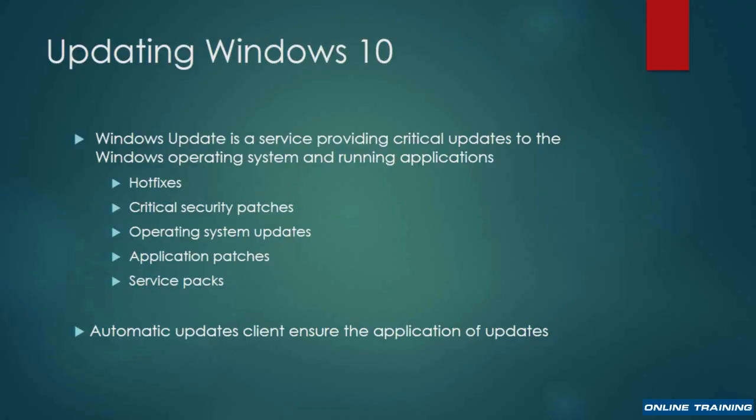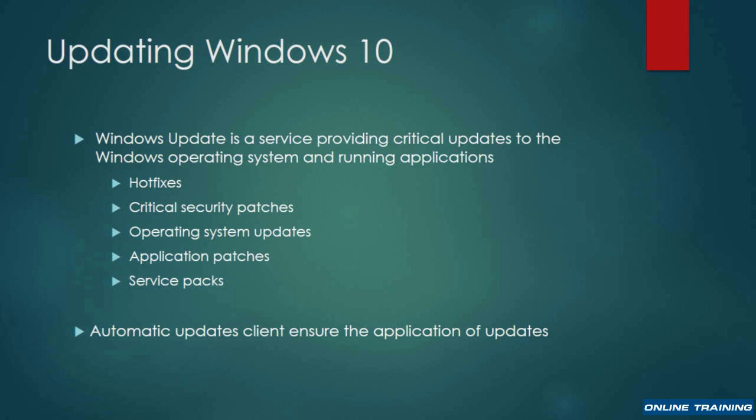So we'll start here with updating Windows 10. Windows updates are a part of just the ongoing process of utilizing Windows. Windows Update itself is a service that provides critical updates both for the Windows operating system as well as running applications, at least Microsoft applications, and also includes device drivers and things of that nature. These updates are going to come in different categories.